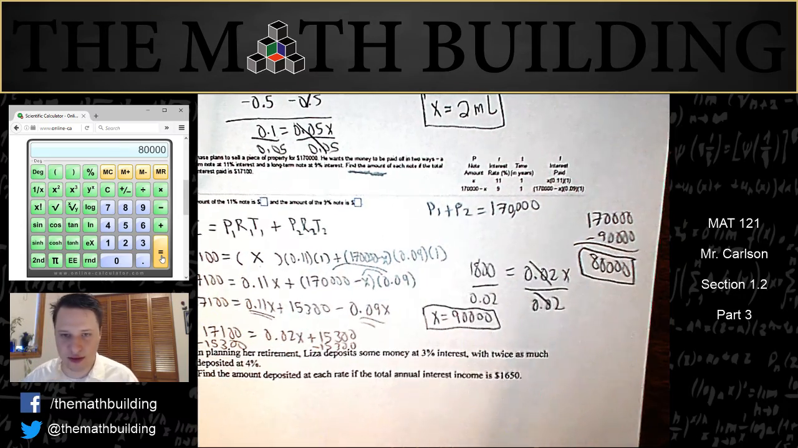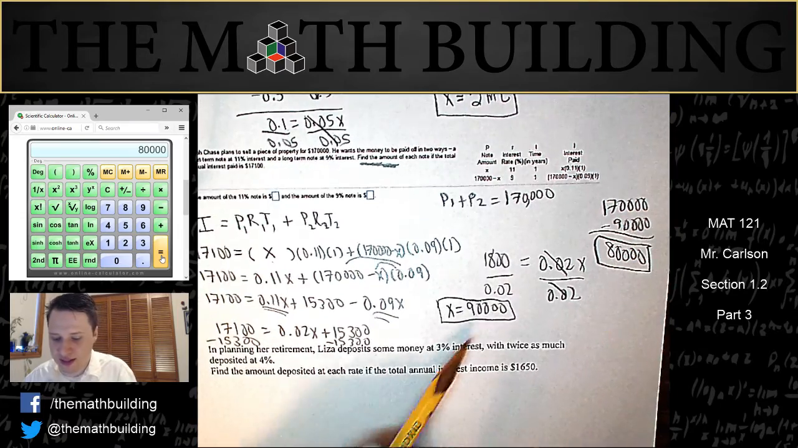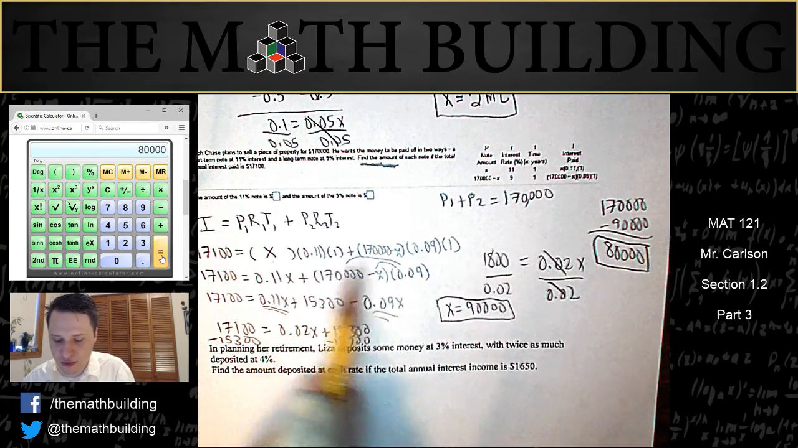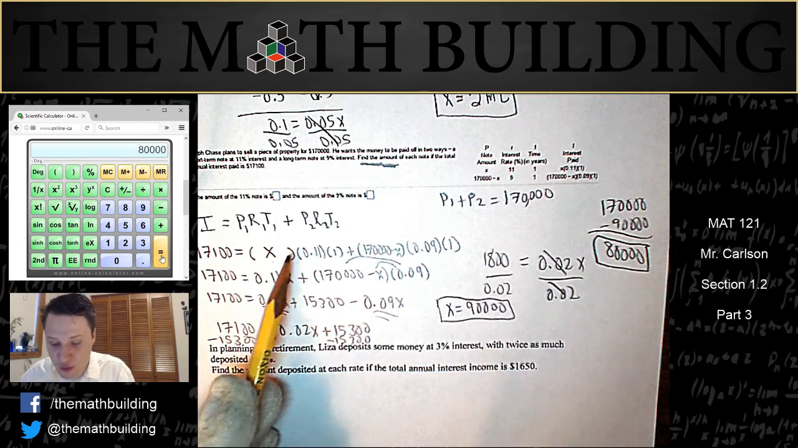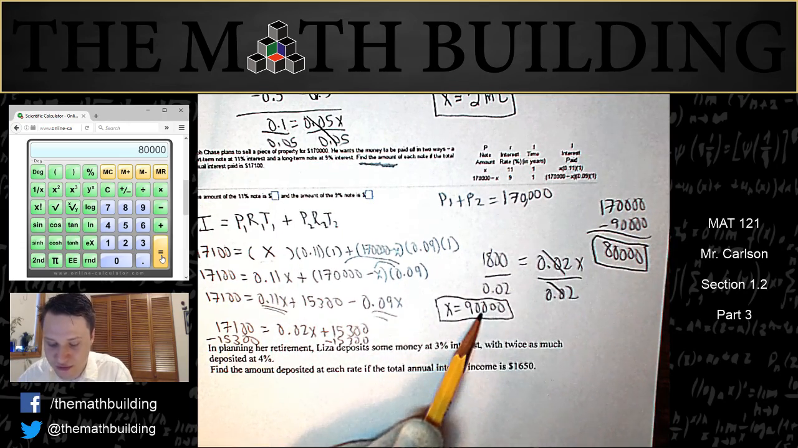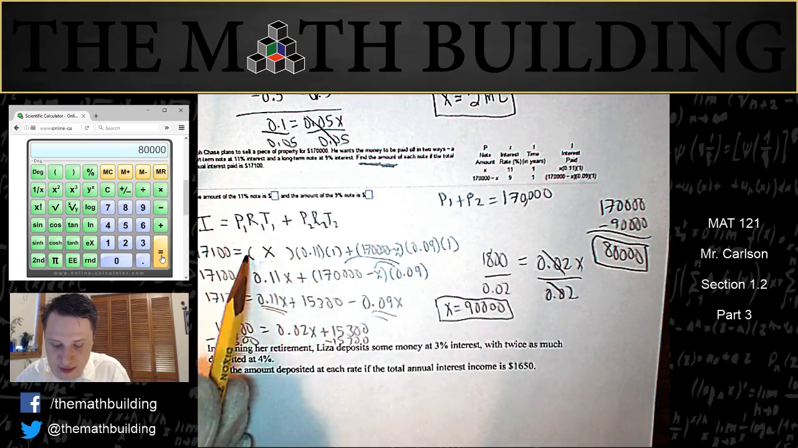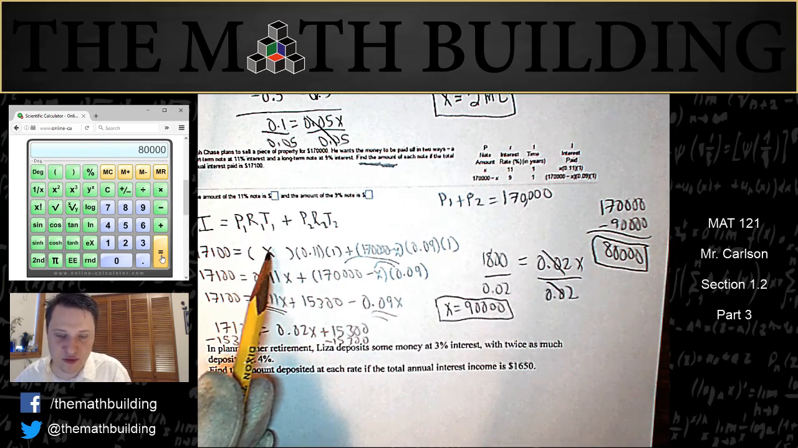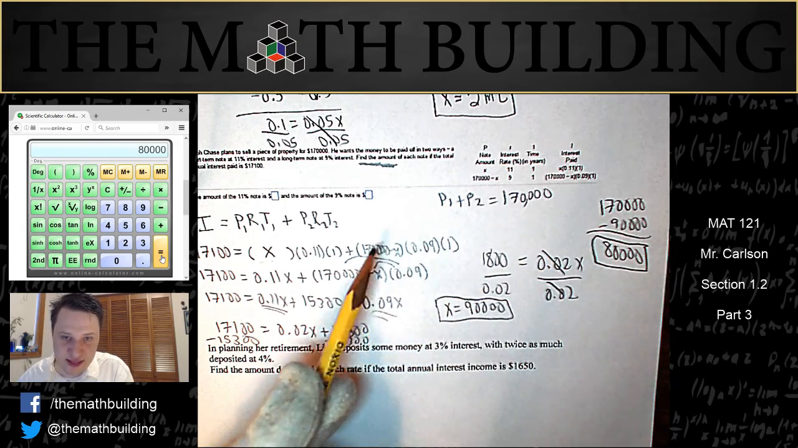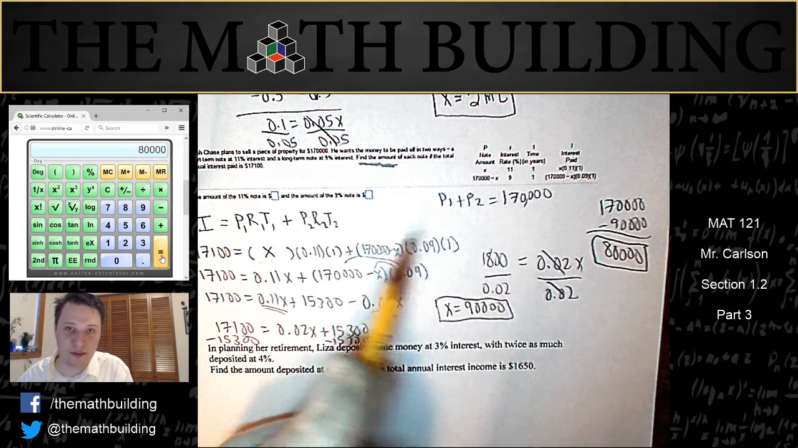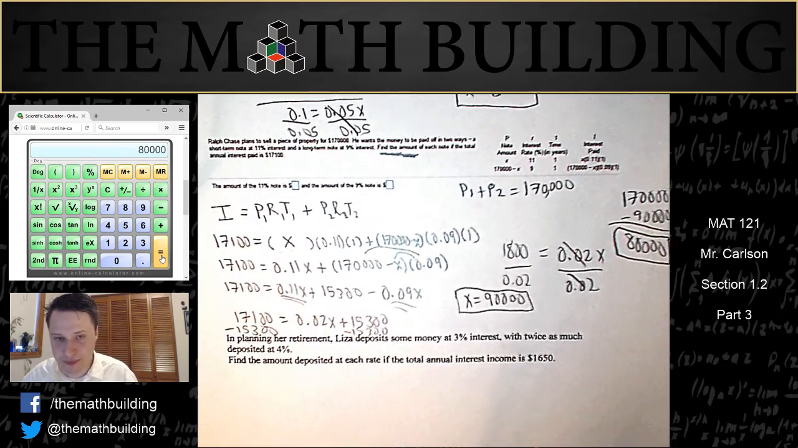Which one goes with which? So does the 90,000, is that the 11% amount or is that the 9% amount? And the answer is it's the first one, because remember x equals this number, and so that's the amount he put in the 11% account, because that's what we called x. This 170,000 minus x, that's the number, the 80,000, that would be in the 9% account.